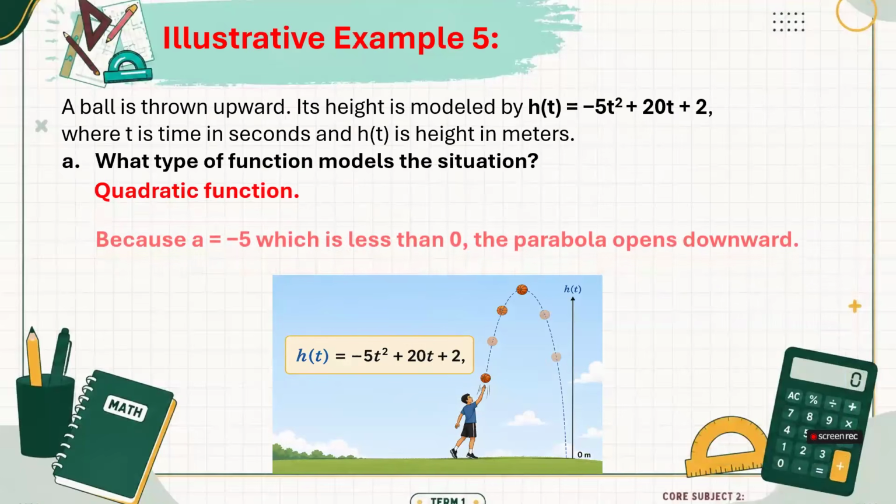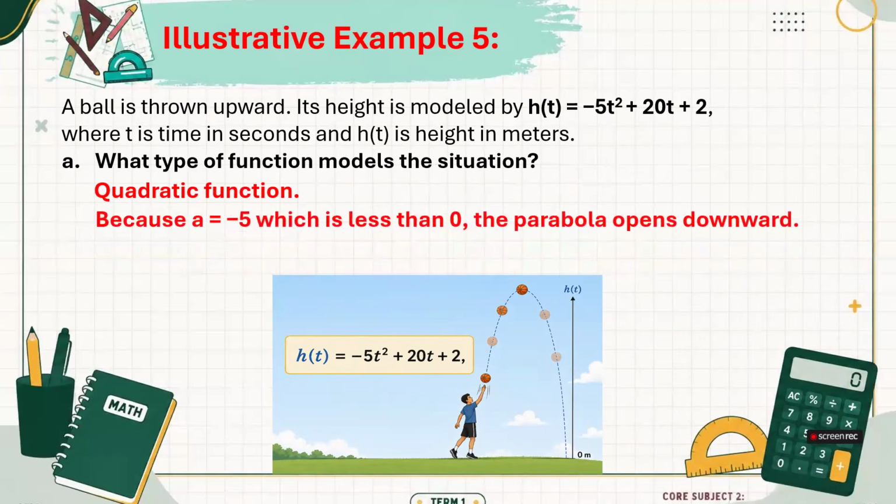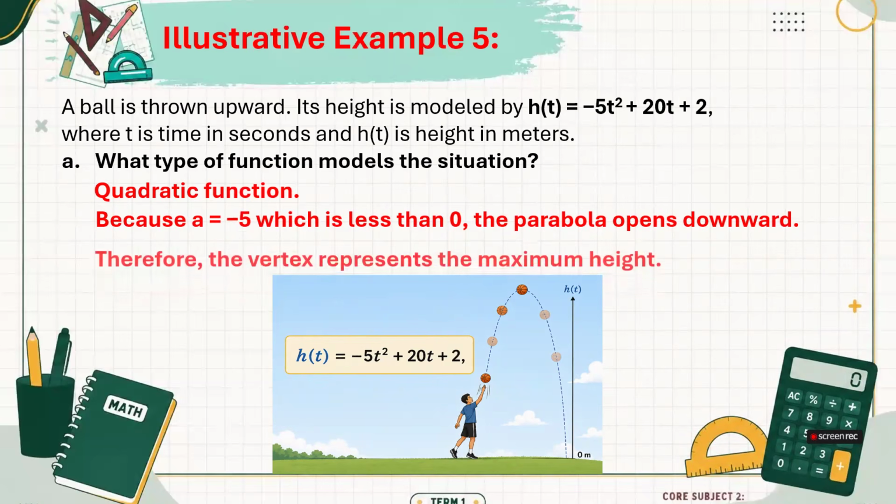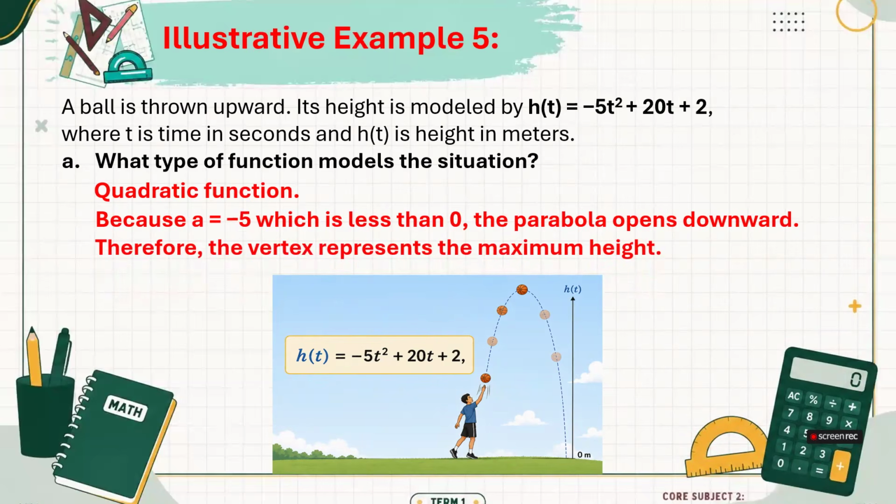Since this is a quadratic function, we look at a, which is negative 5. It means it is less than 0, so the parabola will open downward. And that is how we draw the projectile motion of the ball. Therefore, the vertex also represents the maximum height because the parabola opens downward. Based on this, we need to find now the maximum value.